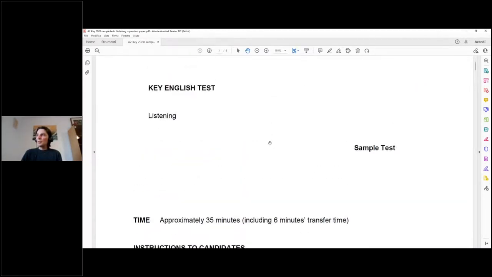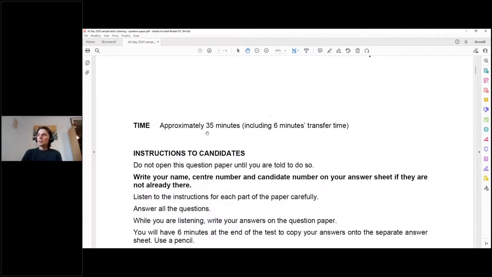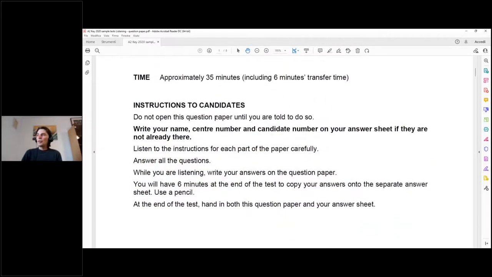This listening exam is going to take about 35 minutes. In reality, it's only going to take about 30 minutes or so. And I'm going to explain the instructions for you, but the speaker will repeat the instructions. So do not open this question paper until you are told to do so.